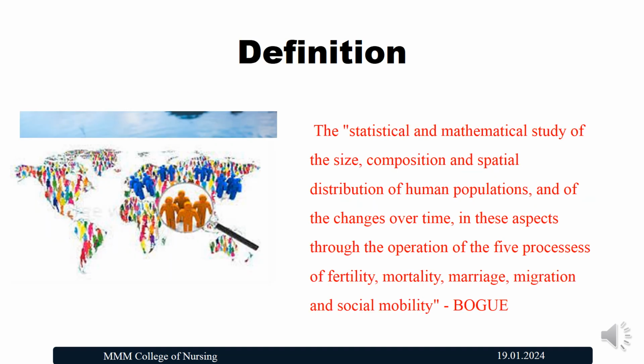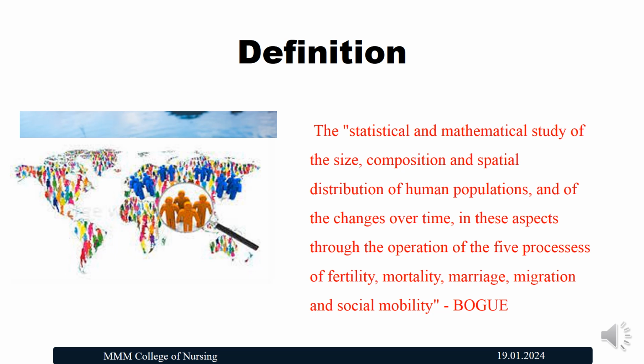Now we will see the actual definition of demography. The statistical and mathematical study of the size of the population, composition of the population, and the spatial distribution of human population, and the changes occurring over time in these aspects through the operation of the five processes they give importance to in the definition of demography. What are the five factors? Fertility, mortality, marriage, migration, and social mobility.